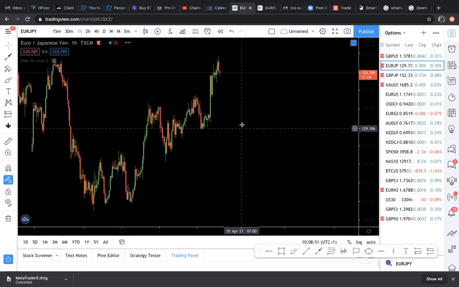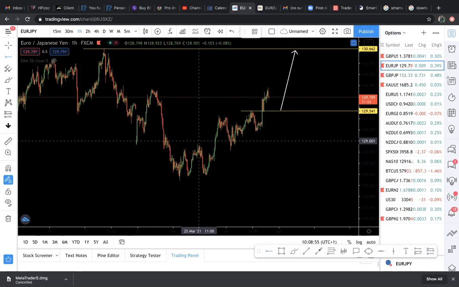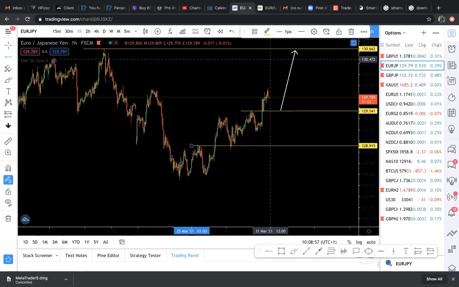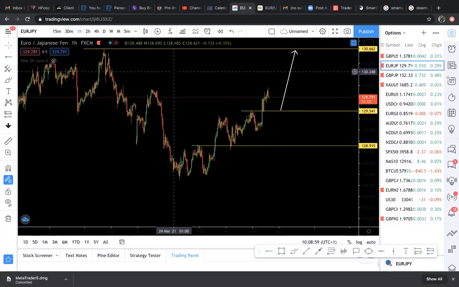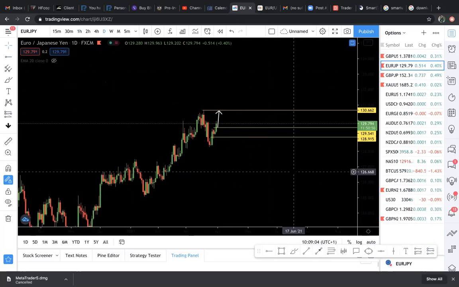JPY, I gave you guys this setup already from this low that we're going to get a retest and a continuation to the upside. We are going back to this high. Overall, there's a downtrend, as you can see, but then price has rejected here.